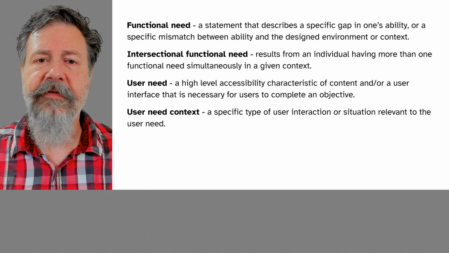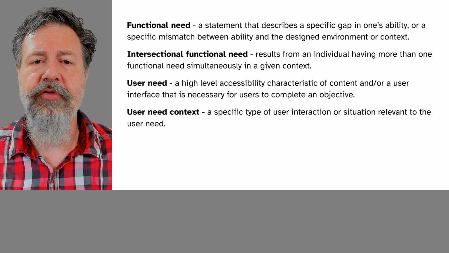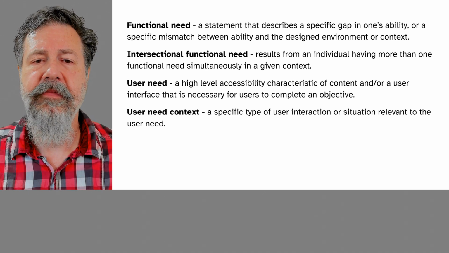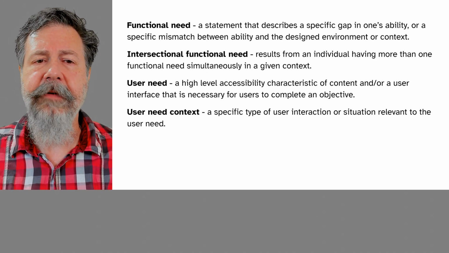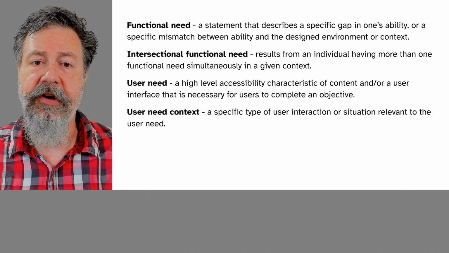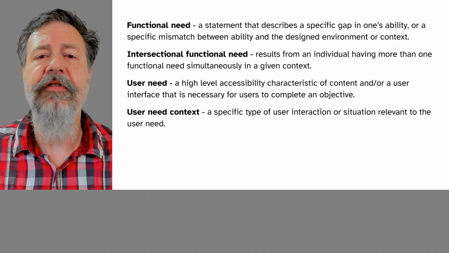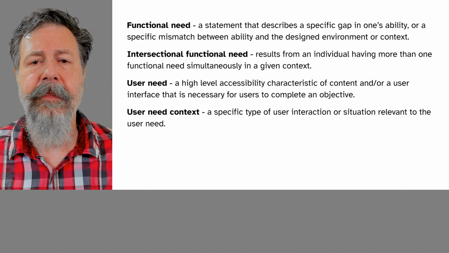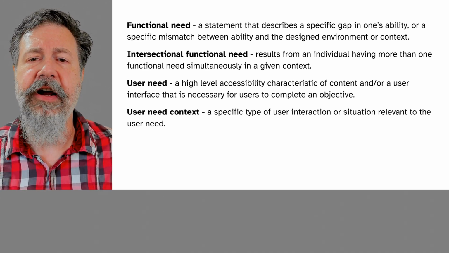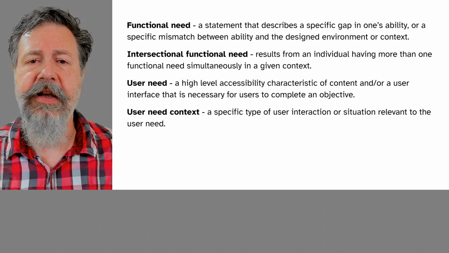An intersectional functional need results from an individual having more than one functional need simultaneously in a given context. A user need is a high-level accessibility characteristic of content or a user interface that is necessary for users to complete an objective. The user need contexts are specific types of user interaction or situation relevant to the user need.